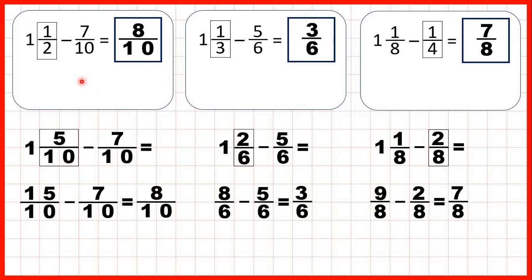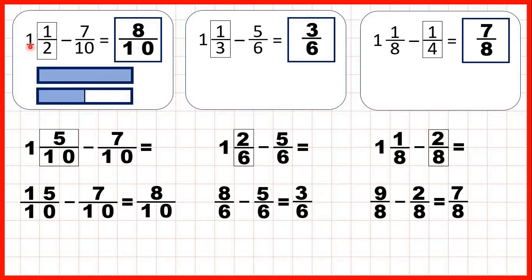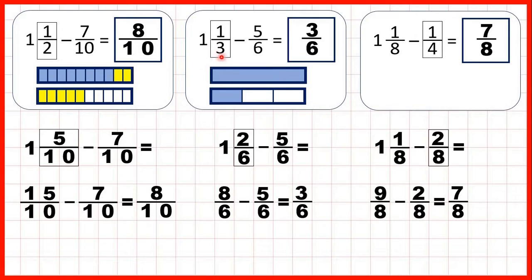So let's think about what we did here. For this first question, we started with 1 and a half. We changed that to 1 and 5/10, but we needed to subtract 7/10, so we changed our 1 whole into tenths as well, and that gave us 15/10. Then we could subtract 1, 2, 3, 4, 5, 6, 7 of those tenths to leave us 8/10 as our answer.